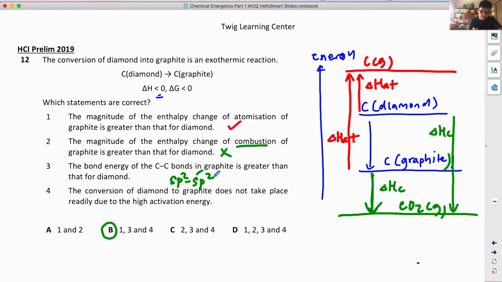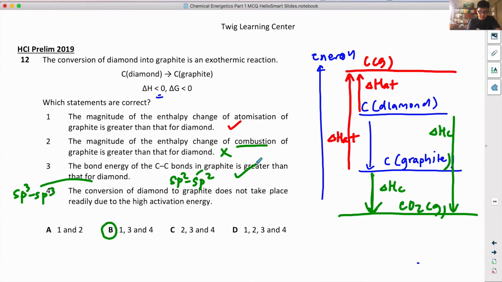sp2 overlap, right? But for diamond, it's actually sp3 overlap. For sp2, it has more s character because it's 33% s. sp3 is 25% s. So if it's more s character, the orbital is closer to the nucleus. So the carbon-carbon bond in graphite is shorter than the carbon-carbon bond in diamond. So shorter bond, it will be stronger. So this statement is actually right.